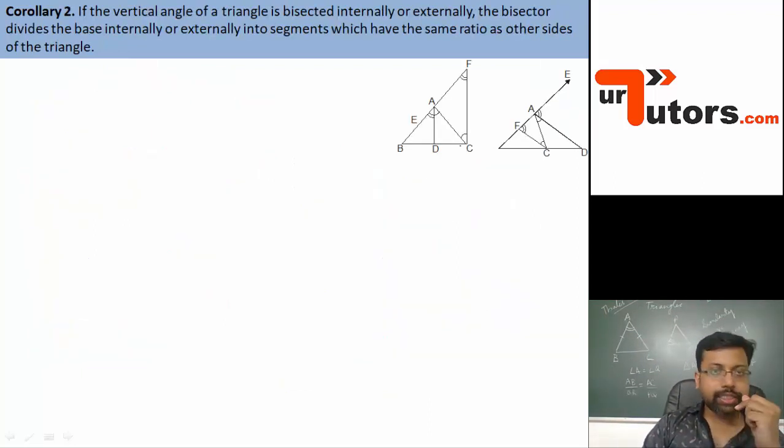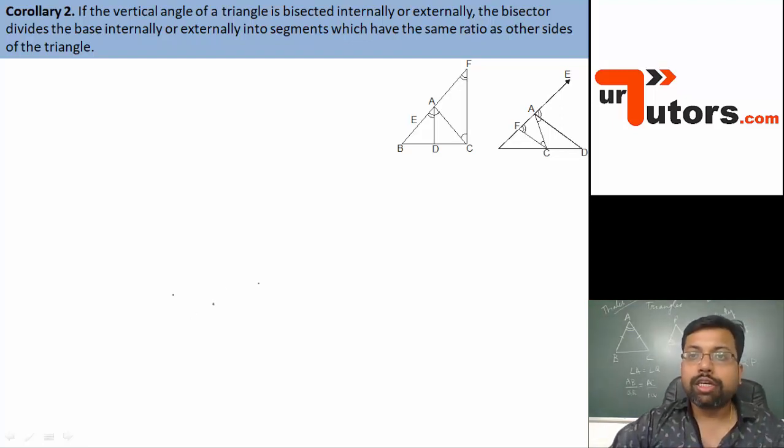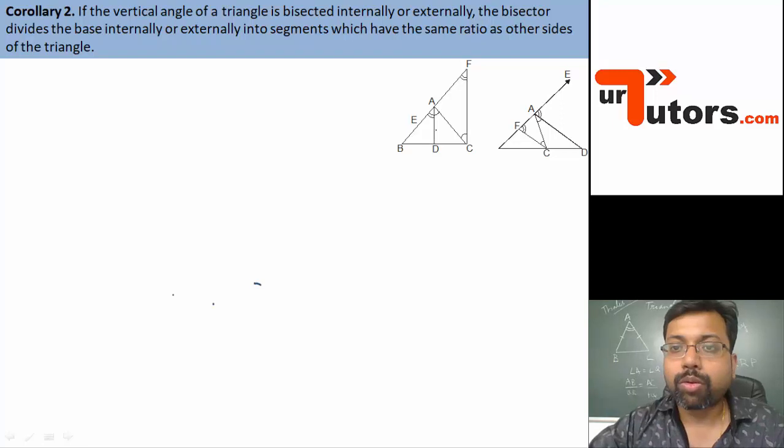The second corollary says that if the vertical angle of a triangle is bisected internally or externally, the bisector divides the base internally or externally into segments which have the same ratio as the other sides of the triangle. Now, this seems to be a bit complicated, so let's just take it one by one.